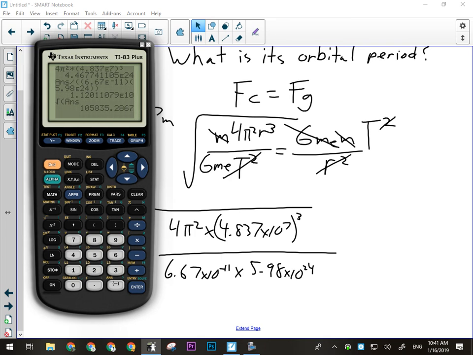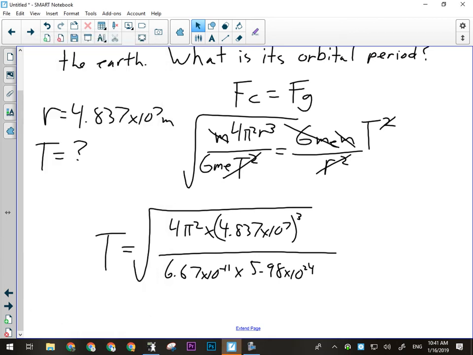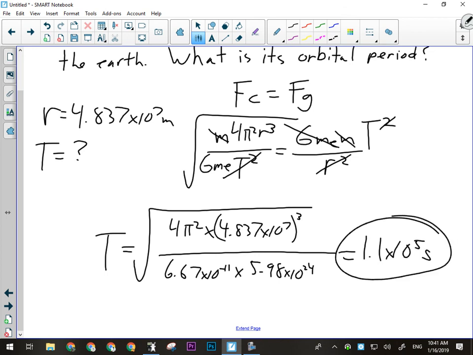Okay, so we're looking at a period of 1.1 times 10 to the 5 seconds. Okay, that's about as involved as they would get.